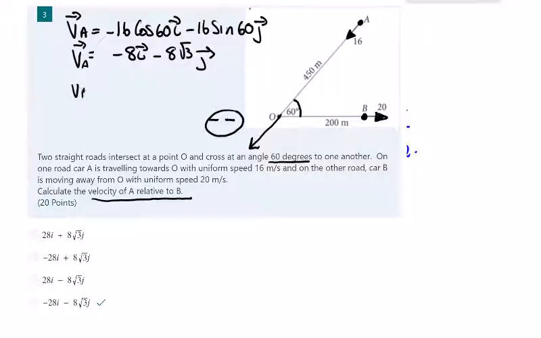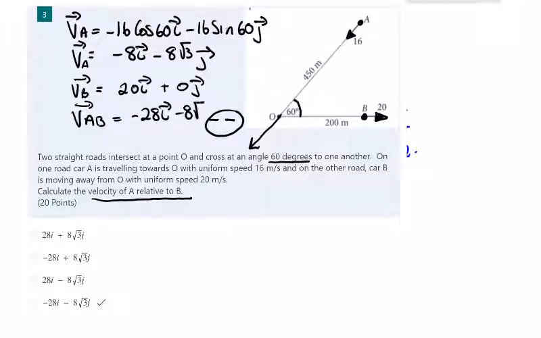The velocity of B is just moving in the positive I direction, so 20 in the I direction. We're looking for the velocity of A relative to B, so A minus B. So minus 8 minus 20, minus 28 in the I direction, and minus 8 root 3 in the j direction, as there's nothing here, 0 in the j direction. Is that one of our options? Option D, you can see it was correct here.